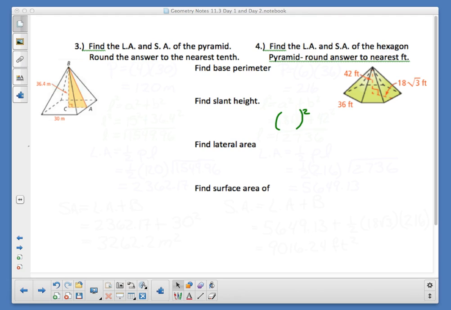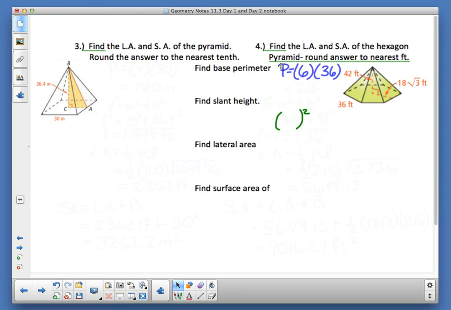So I'm going to start out with problem 4 because it's more involved, but the stuff I'm going to do covers both of them. Perimeter is the number of sides times the length of each side, 6 times 36. There are 6 sides here. 6 times 36 is 216 as I step through. Now, I should have this as feet, if that's the answer I'm supposed to find, okay?